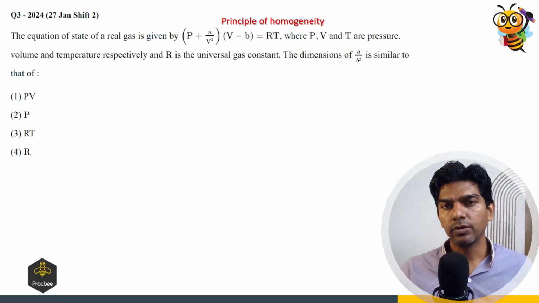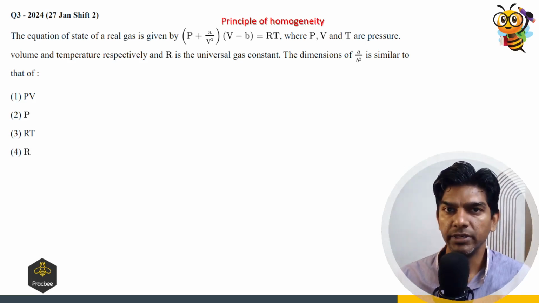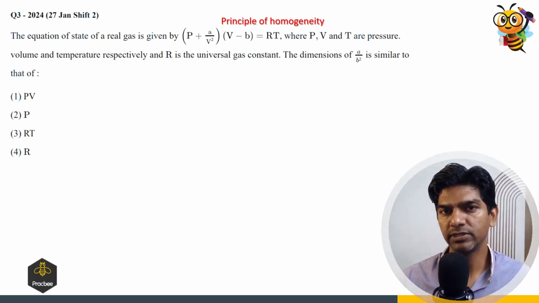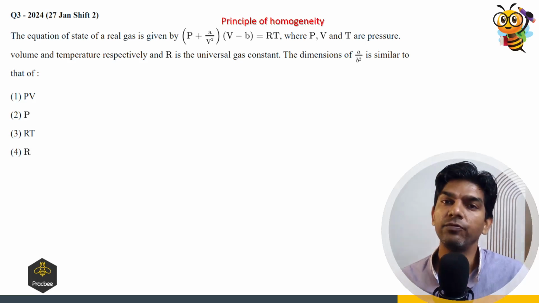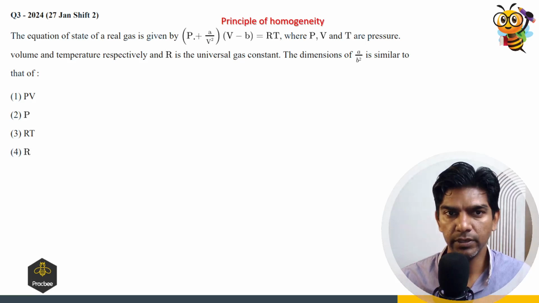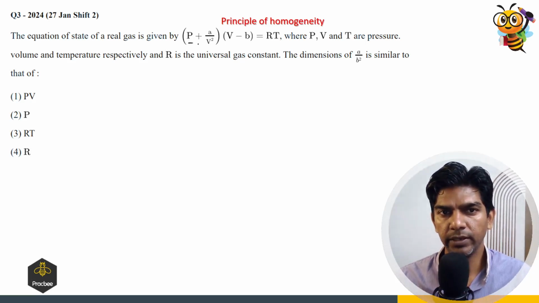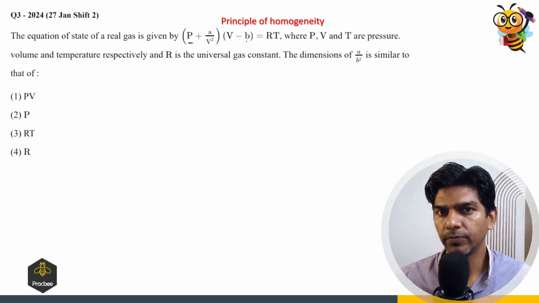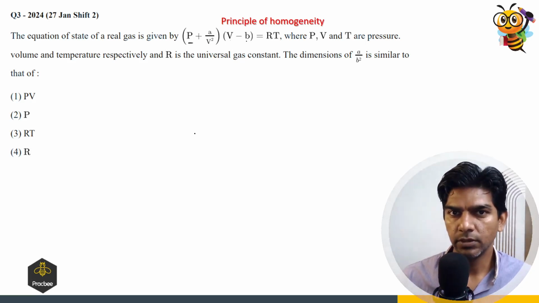Now let us see the next problem type, which is based on the principle of homogeneity. It means if we have an equation, the dimension of the left hand side should be the same as the dimension of the right hand side, and if we are adding two physical quantities together, their dimensions should be the same. For example, in this equation, P is added with a by v square, so the dimension of P will be the same as the dimension of a by v square. Similarly, the dimension of v will be the same as the dimension of b, right? And the dimension of the right hand side will be the same as the dimension of the left hand side. So we're going to use this principle.